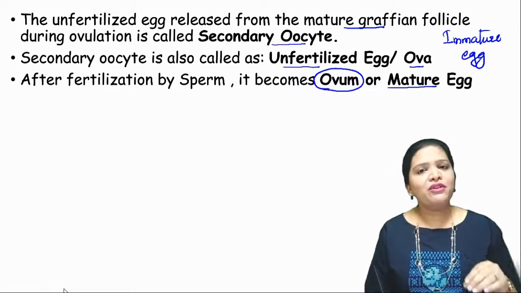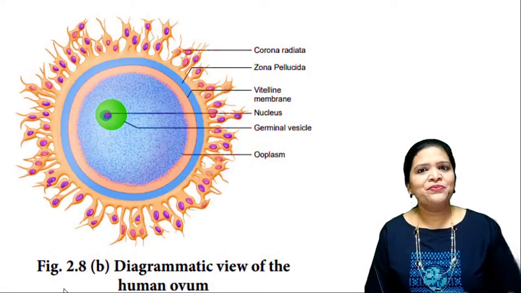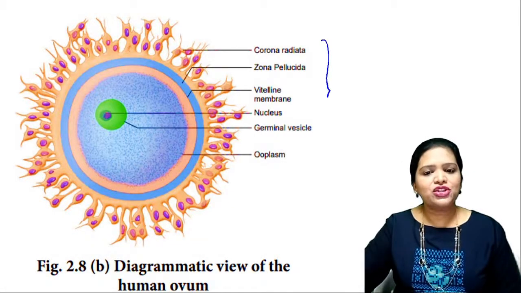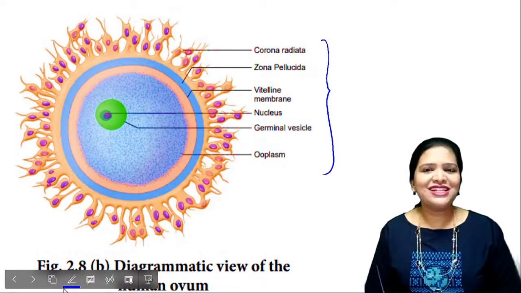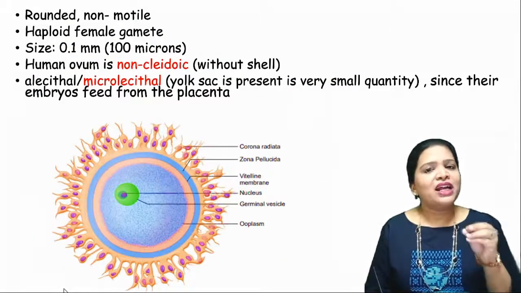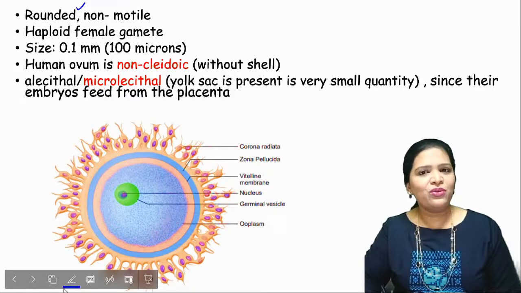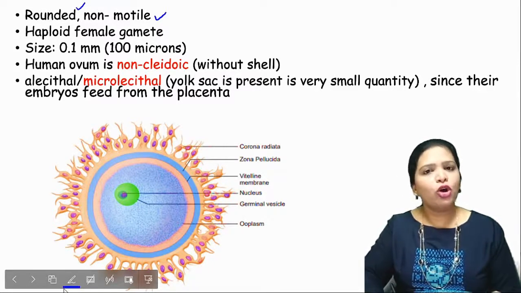Okay. So what we are going to study is the structure of a secondary oocyte. Fine. So this is the structure of a secondary oocyte. Let us see every part in detail. Okay. The shape of this egg cell is round. It is round in structure and it is non-motile.